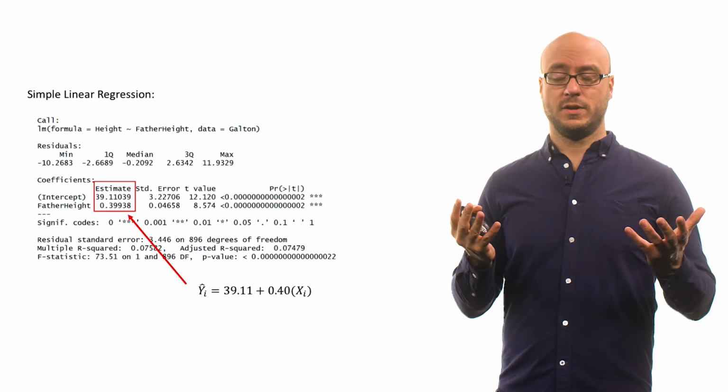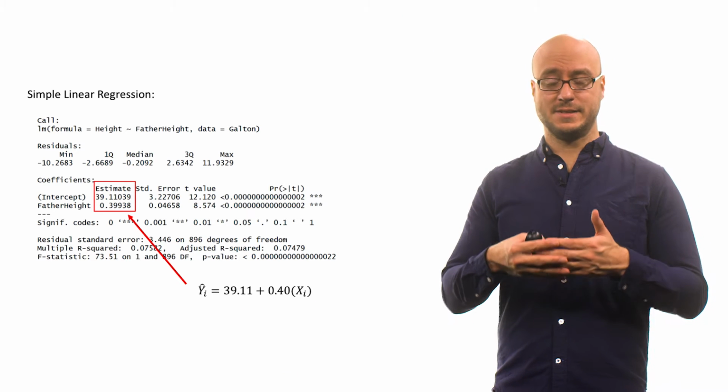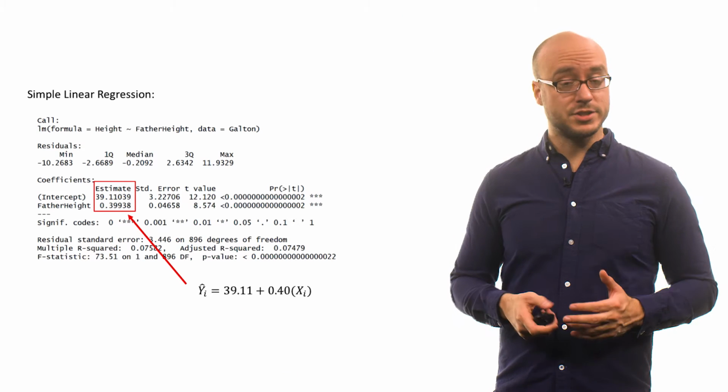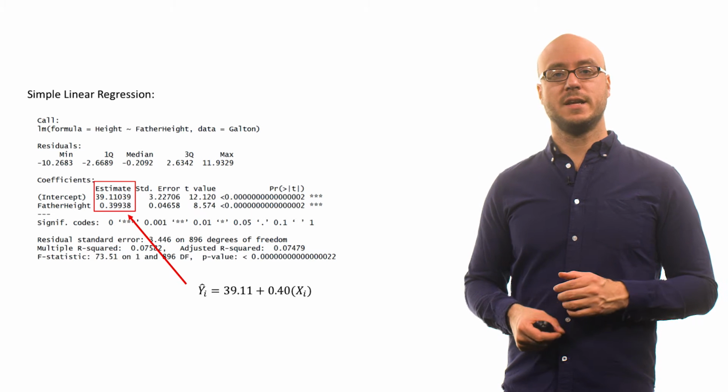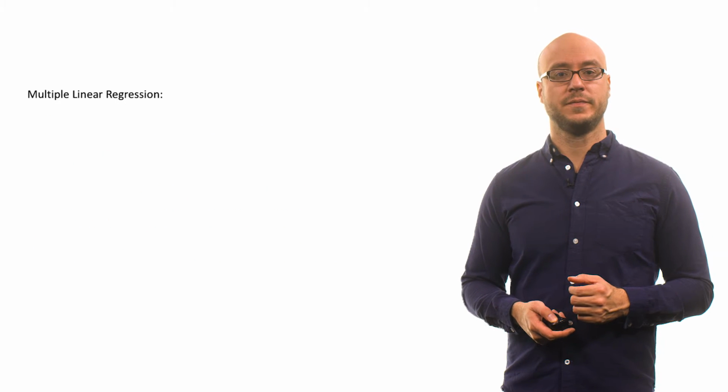When your father is 0 inches tall, we expect you to be 39 inches tall, roughly, which of course is not a sensible interpretation. That's one thing you have to be careful about with the intercept. It's not always substantively meaningful, because it's not always meaningful to set your inputs to 0. Everybody has parents with some height, not just 0 inches. But the point here is that this is a simple linear regression model.